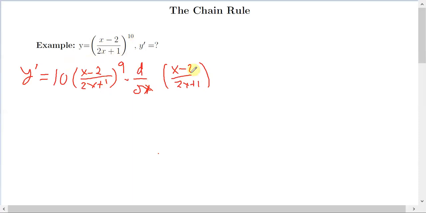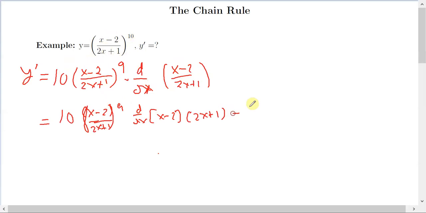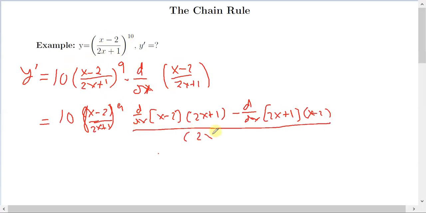So now my task is to do the derivative of this quotient that I have here. So it's going to be 10 times (x minus 2 over 2x plus 1) all to the 9th. Okay, so this is going to be the derivative of the top times the bottom, minus the derivative of the bottom times the top. And then that's all divided by the bottom squared.